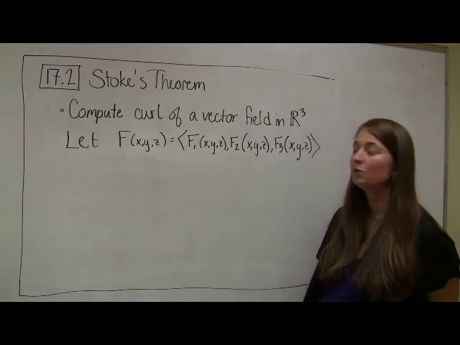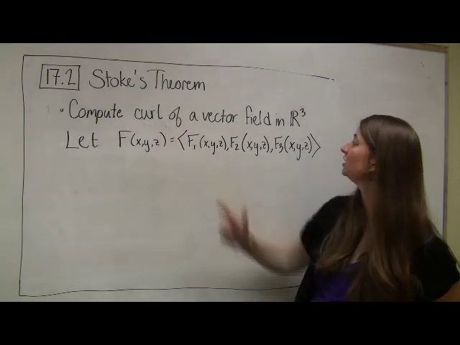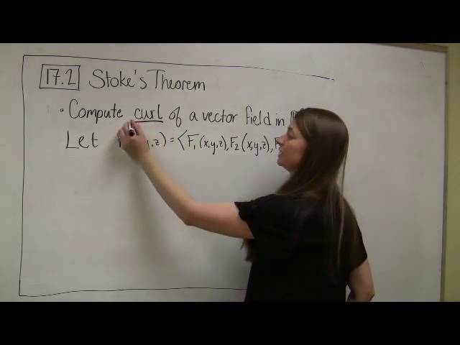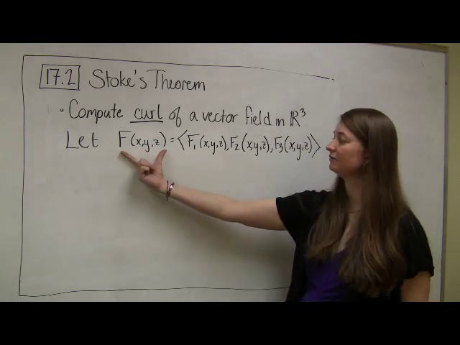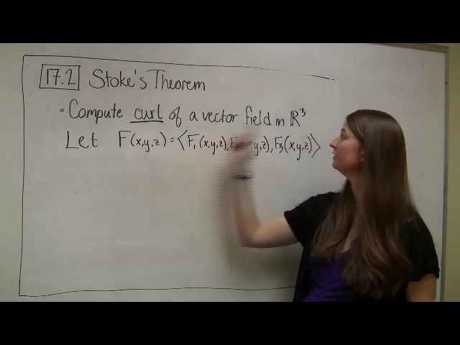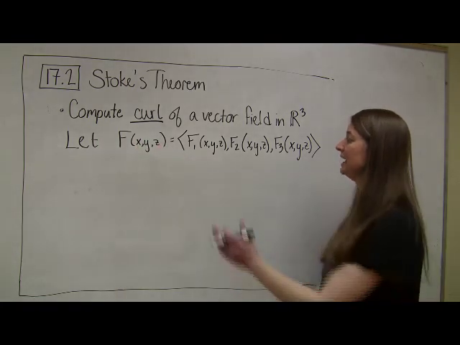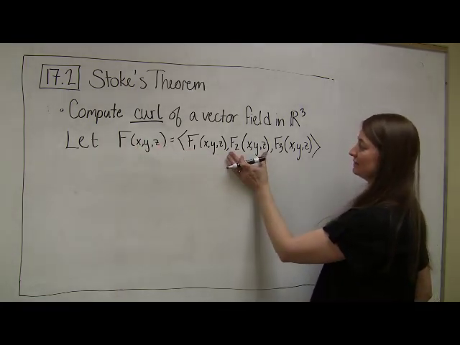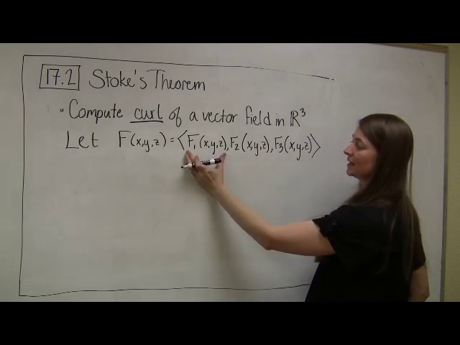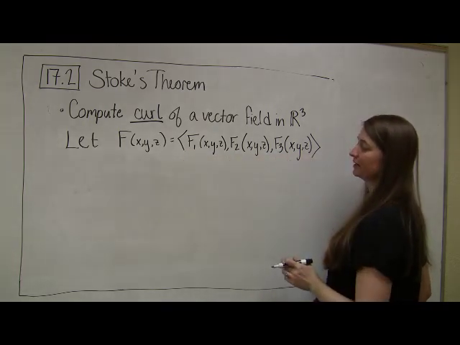So to start off, we're going to look at what the curl of a vector field in R3 looks like. So let's let F be our vector field. Notice that I have points in R3 as my inputs. I have x, y, and z as my inputs. And I have three component functions as my outputs. So my outputs in this case are vectors in R3.